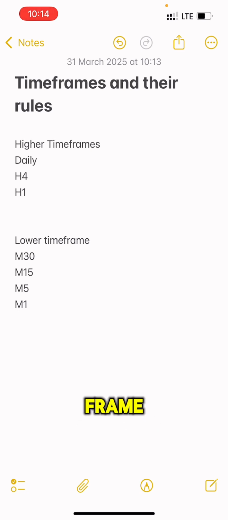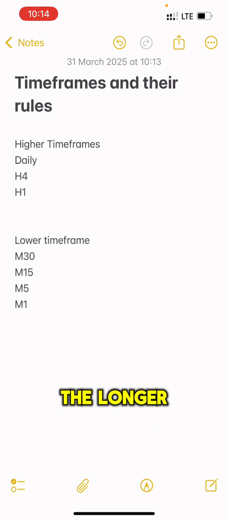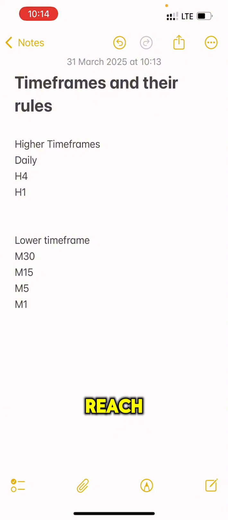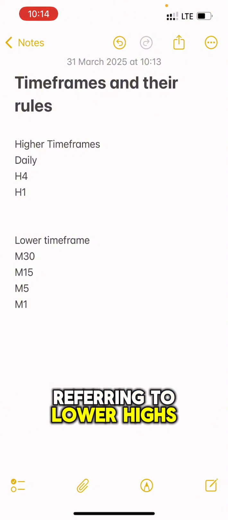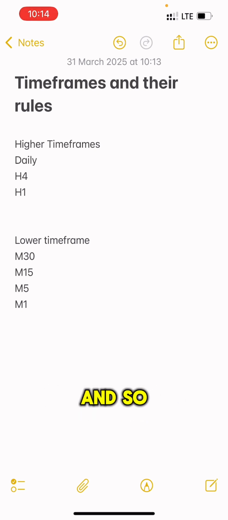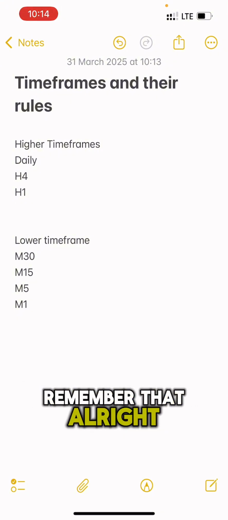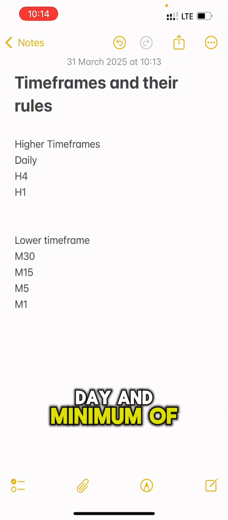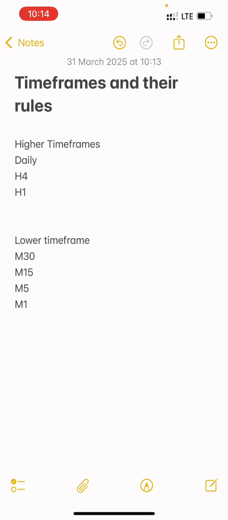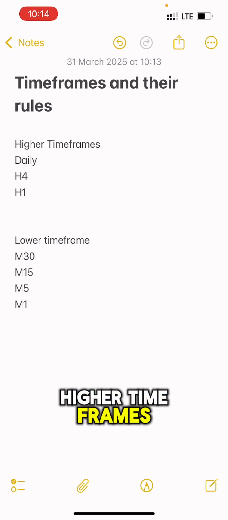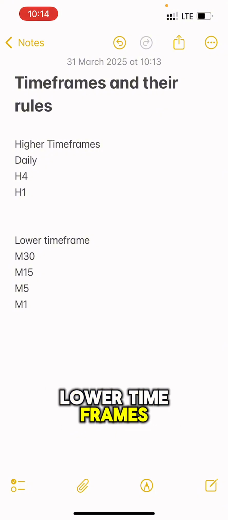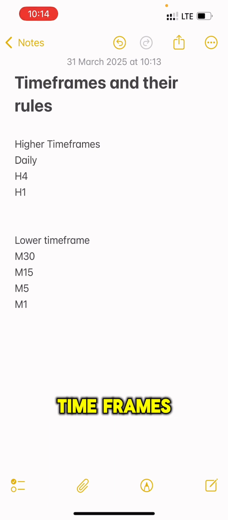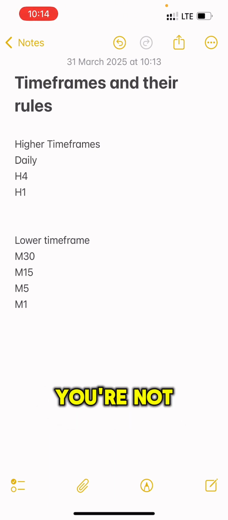The higher the time frame, the longer it will take for price to reach certain structure points. By structure points, we are referring to lower highs, higher highs, lower lows, and so on. So we're referring to highs and lows, or the max of the day and the minimum of the day. Which means that on higher time frames, you're supposed to have more patience than when trading on lower time frames. Now, this doesn't mean that if you trade on lower time frames, you're not going to have results, or if you trade on higher time frames, you're not going to have results.